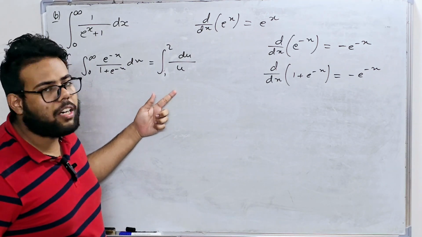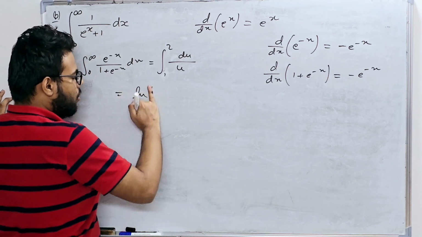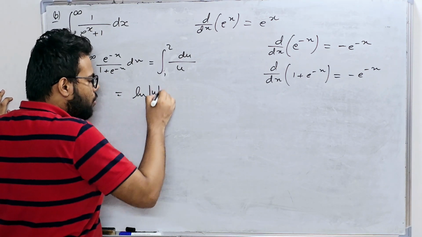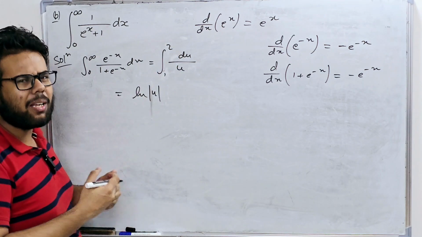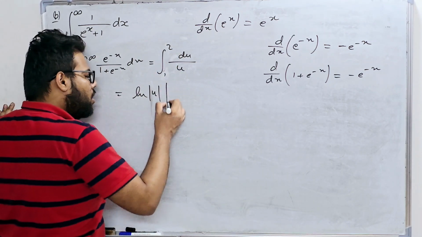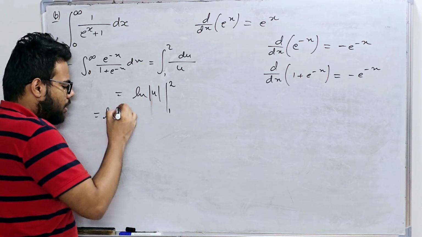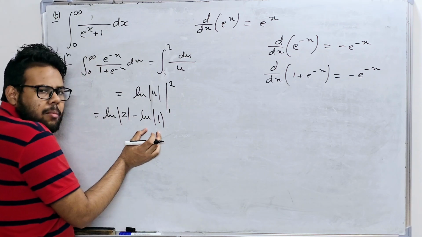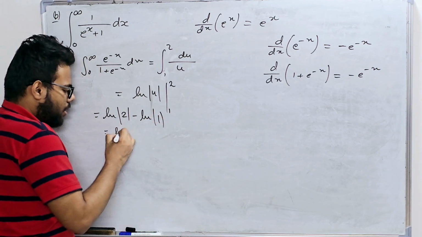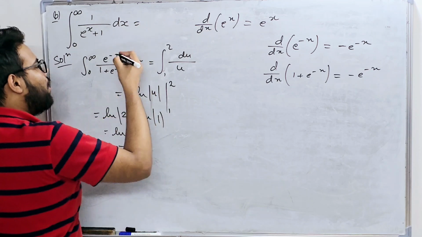What's the integral of 1 upon u? It is simply natural log of mod of u, but since the limits are from 1 to 2, the limits are positive, so it doesn't matter much. It is going from 1 to 2. Now substitute the limits: ln mod 2 minus ln mod 1. What is ln mod 1? It is 0. So the answer is ln 2. So we just solved the MIT question.